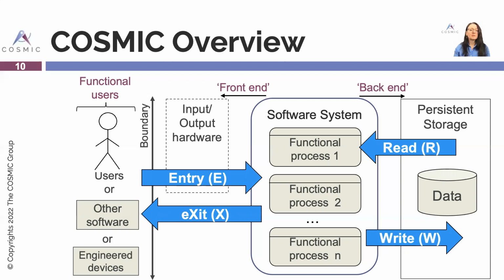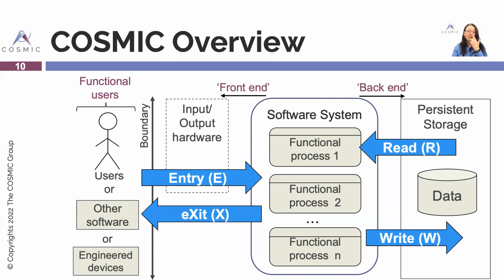So what is a COSMIC function point? Well, it's a data movement because software is manipulating data. So data comes in or out, we read it or we write it, and that's how we measure.